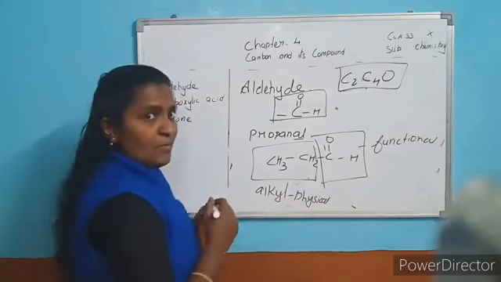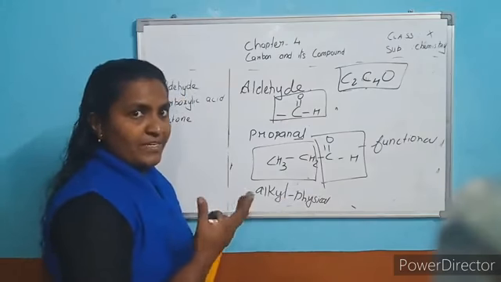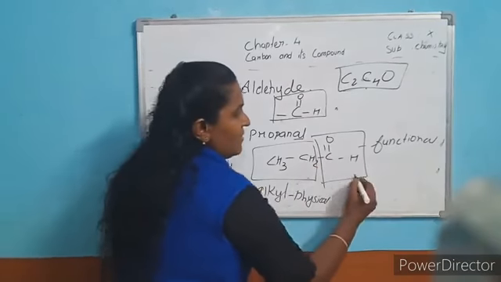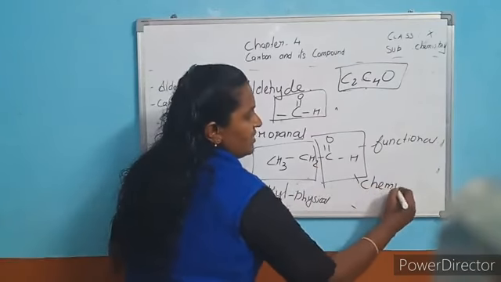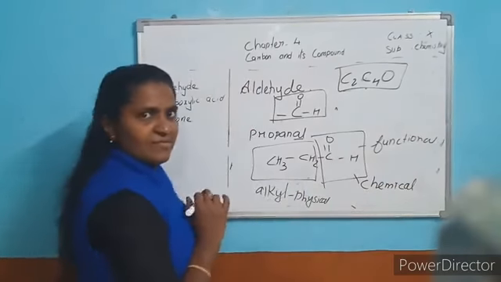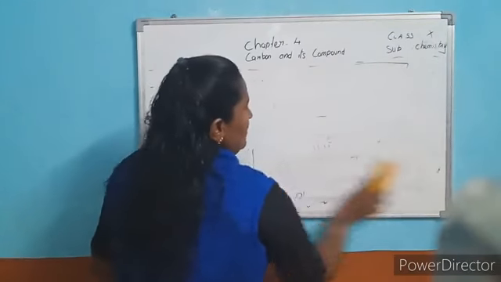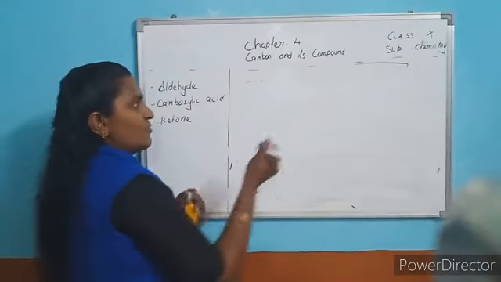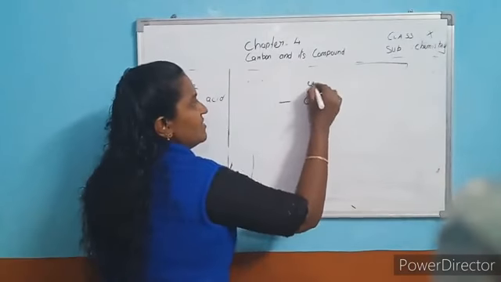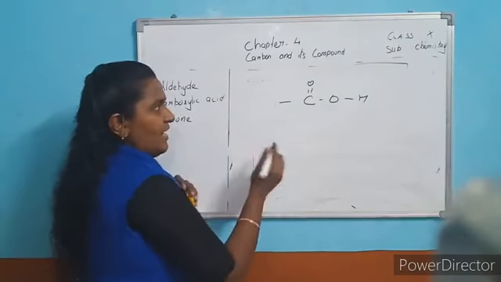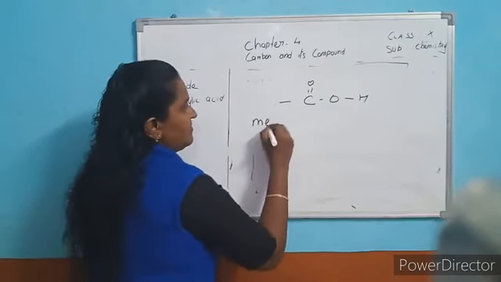What is the physical property? Melting point, boiling point, density. These are determined by this group. And this determines the chemical property. Clear? Next one is carboxyl group. The functional group of carboxylic acid is this. Now you write methanoic acid.